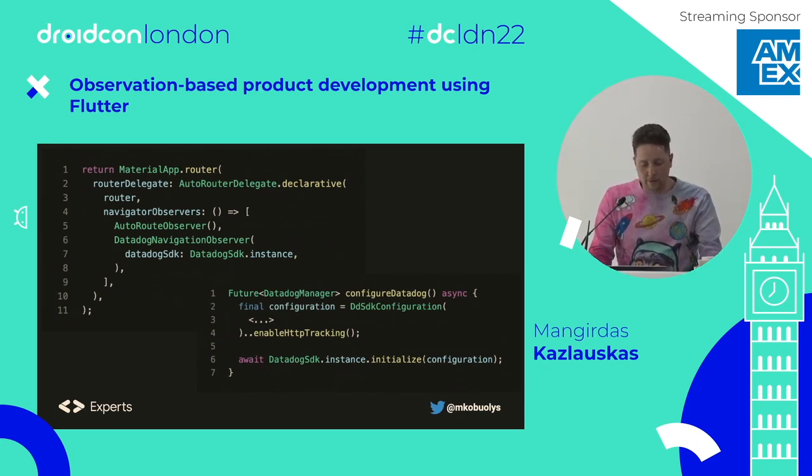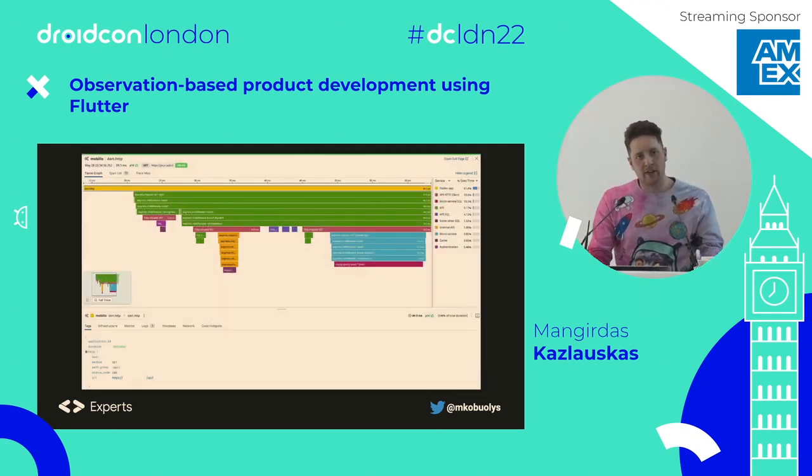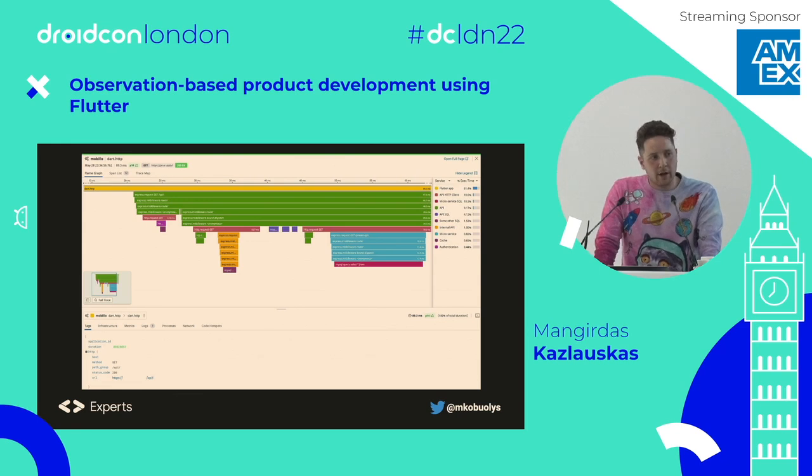And also, there's this specific function provided by the Datadog SDK, which is enable HTTP tracking. No magic is there. It just adds some additional headers to your request, so those headers could be used later on to investigate the requests. And this is the example from application performance monitoring, more specifically the request tracing. This is provided as a flame chart. At the top, you could see the request that was sent from the mobile device.